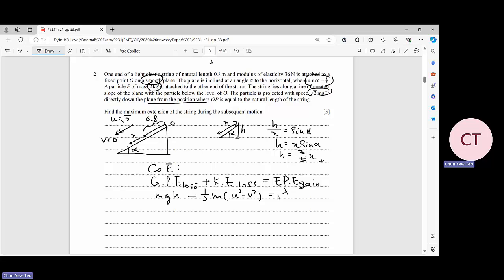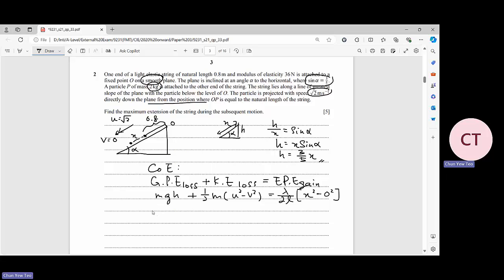EPE will be lambda over 2L, your extension, x square minus a 0 square. Okay, because you start from the original length, natural length. Okay, so this is what we have.